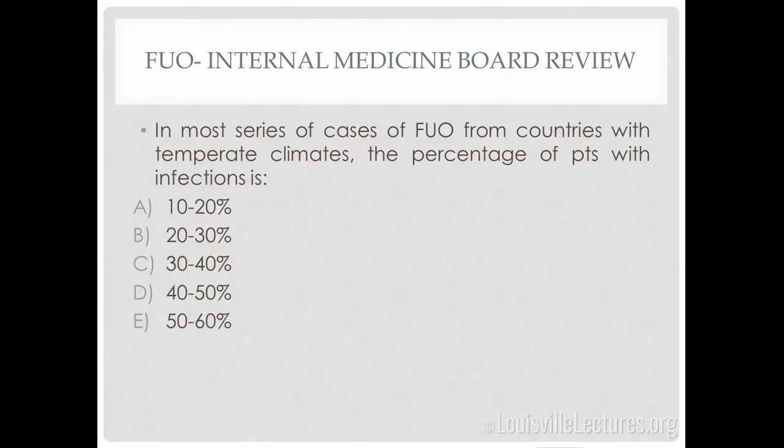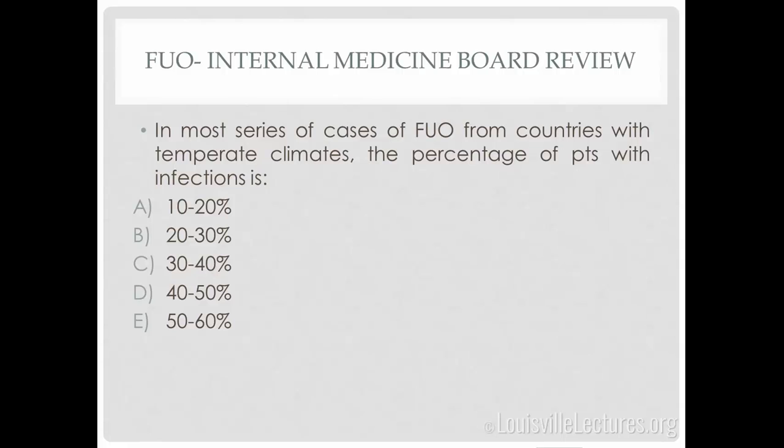Now, what about this? In most series of cases of FUO from countries with temperate climates, what is the percentage of patients that had infection? And that we looked at in that other table. What would you guys think? A, 10 to 20%, B, 20 to 30, C, 30 to 40, D, 40 to 50, E, 50 to 60. This question is kind of hard because I kept all the numbers very close together, but what would you guys guess? A, any takers? B, okay. C, okay, pretty split. D and E.